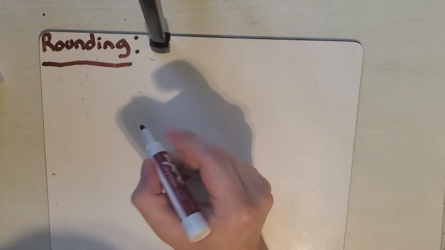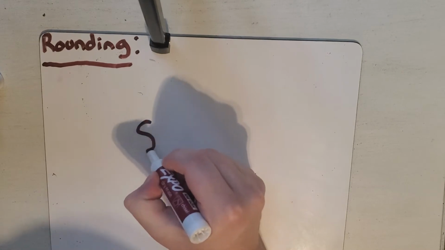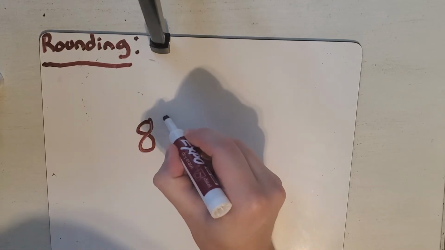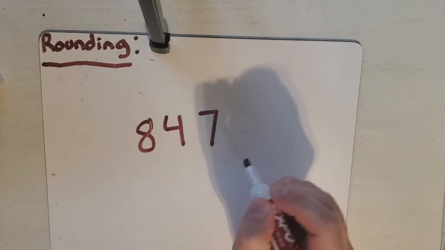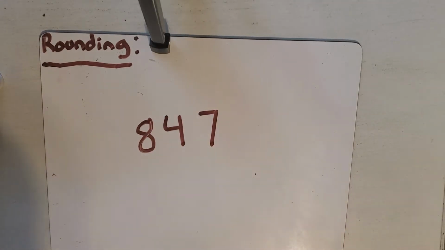Let's round some numbers. I'm going to take 847 and round to the nearest hundred. Round to the nearest hundred.